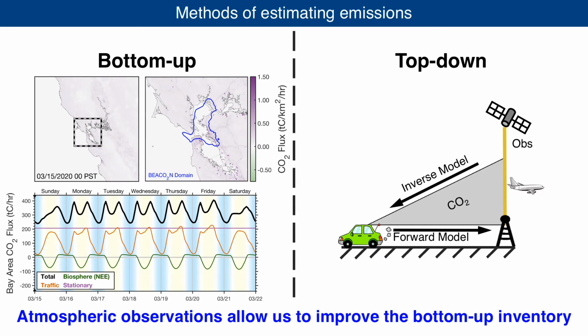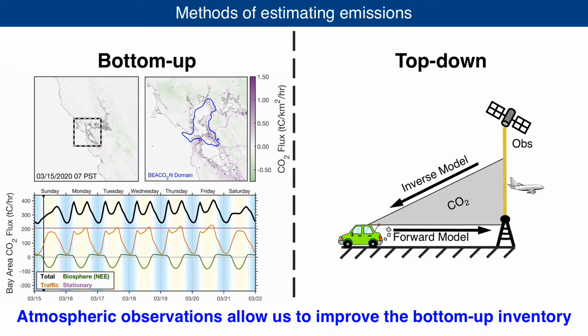Our group has spent quite a bit of time putting together what we think is the best bottom-up estimate of urban CO2 emissions in the San Francisco Bay Area. In a moment, this animation on the left will show what our emissions look like. The top row shows a spatial map of the emissions over the region, and the left panel is our entire domain, while the right panel is zoomed in on the San Francisco Bay Area. The bottom row shows the emissions from different sectors over a week in March 2020. Black is the total emissions, orange is traffic, purple are stationary anthropogenic sources, green is the biosphere, and the background shading indicates daytime and nighttime.